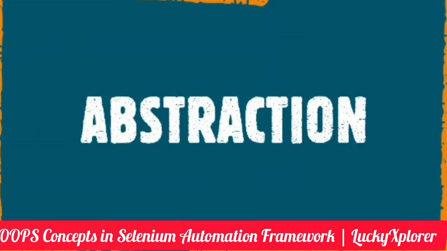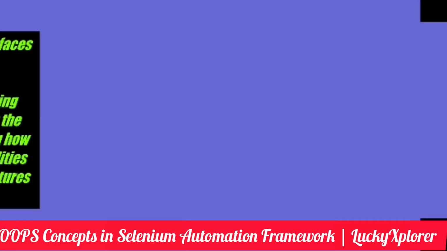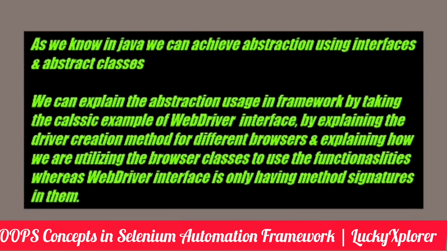Now the next OOPS concept in the list is abstraction. As you know, we can achieve abstraction in Java either by using interfaces or abstract classes. It's not mandatory to explain both of these; based on your project and your automation framework, you can explain any of these.